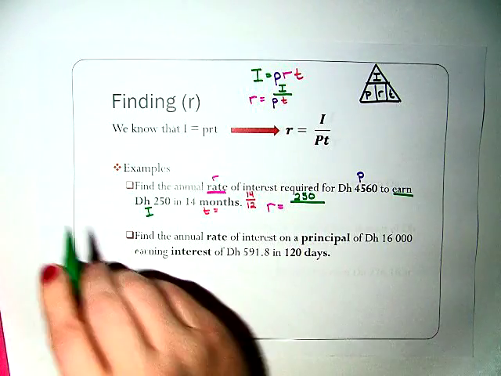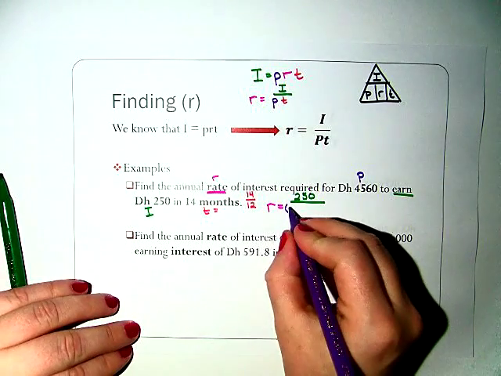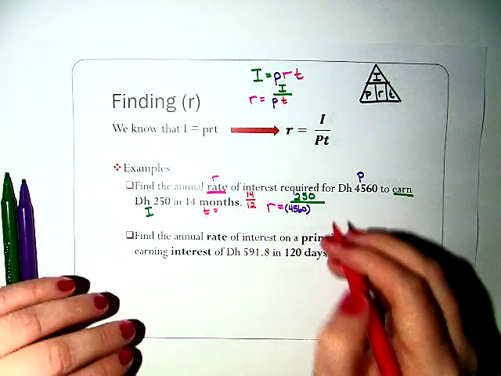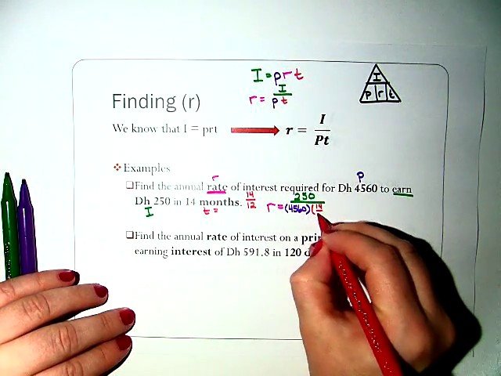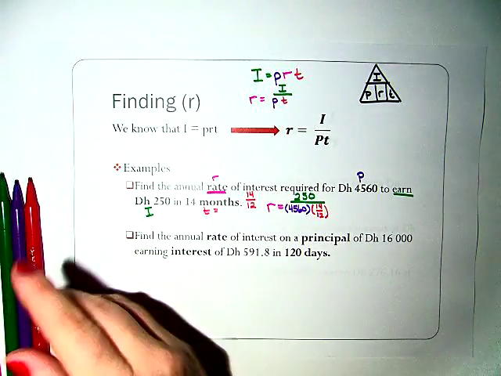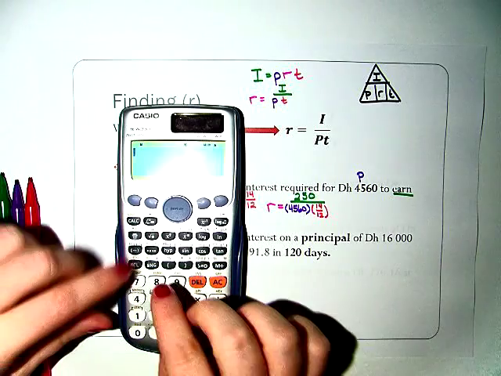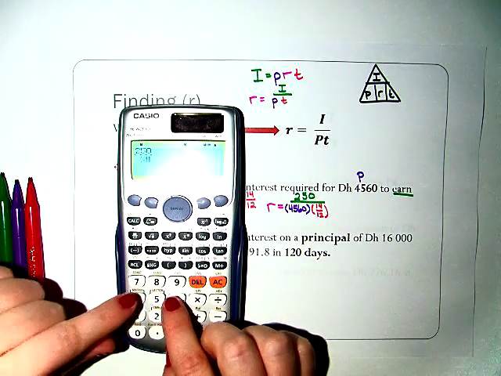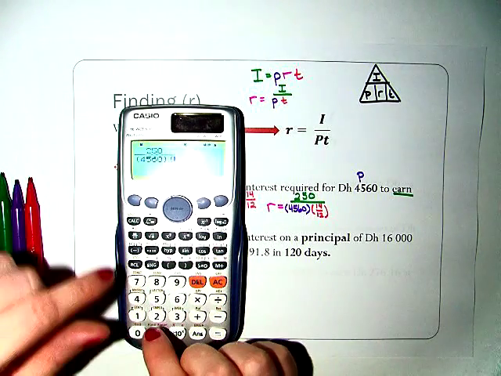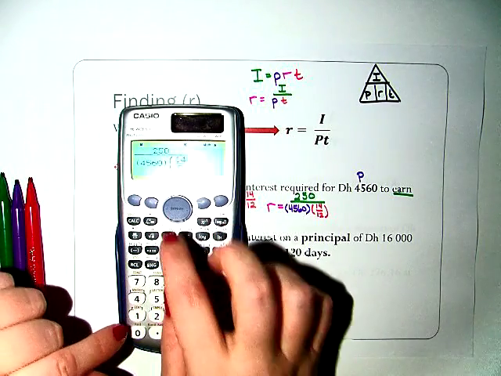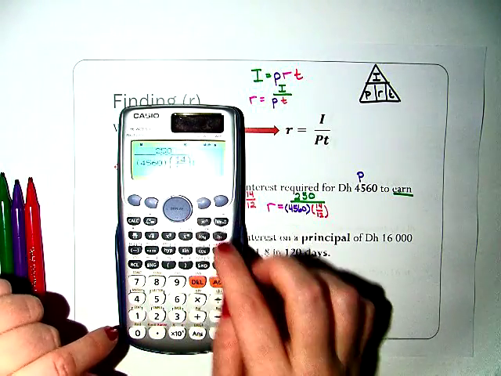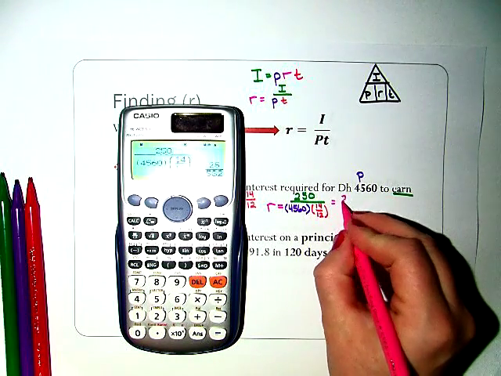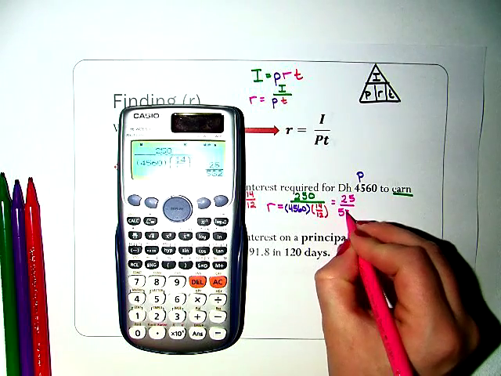So if we set this up, R equals 250 divided by 4,560 times 14 over 12. So let's put this in the calculator. Fraction. 250. On the bottom, 4560. And a fraction again, 14 over 12. We move it over and close out the parentheses. And we find that our rate is 25 over 532.